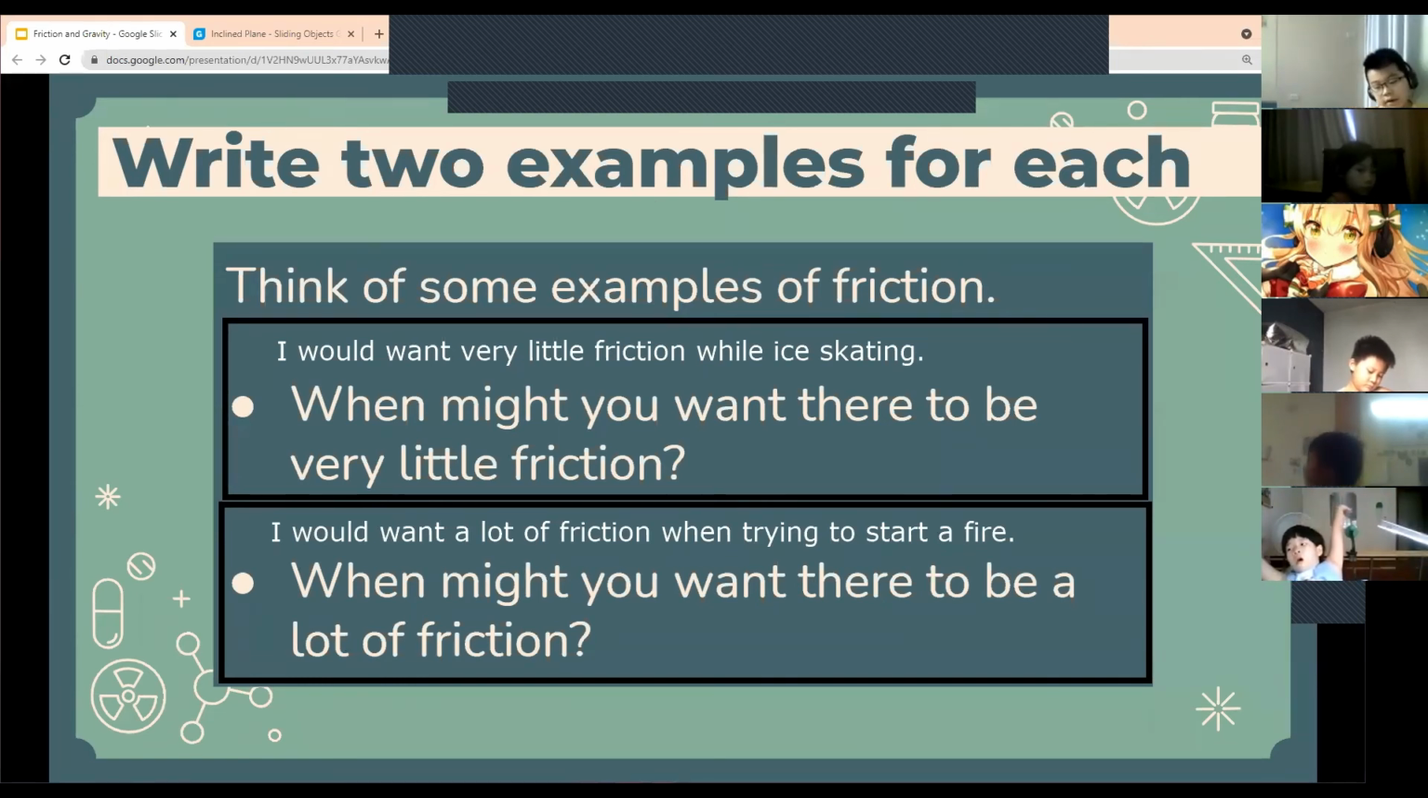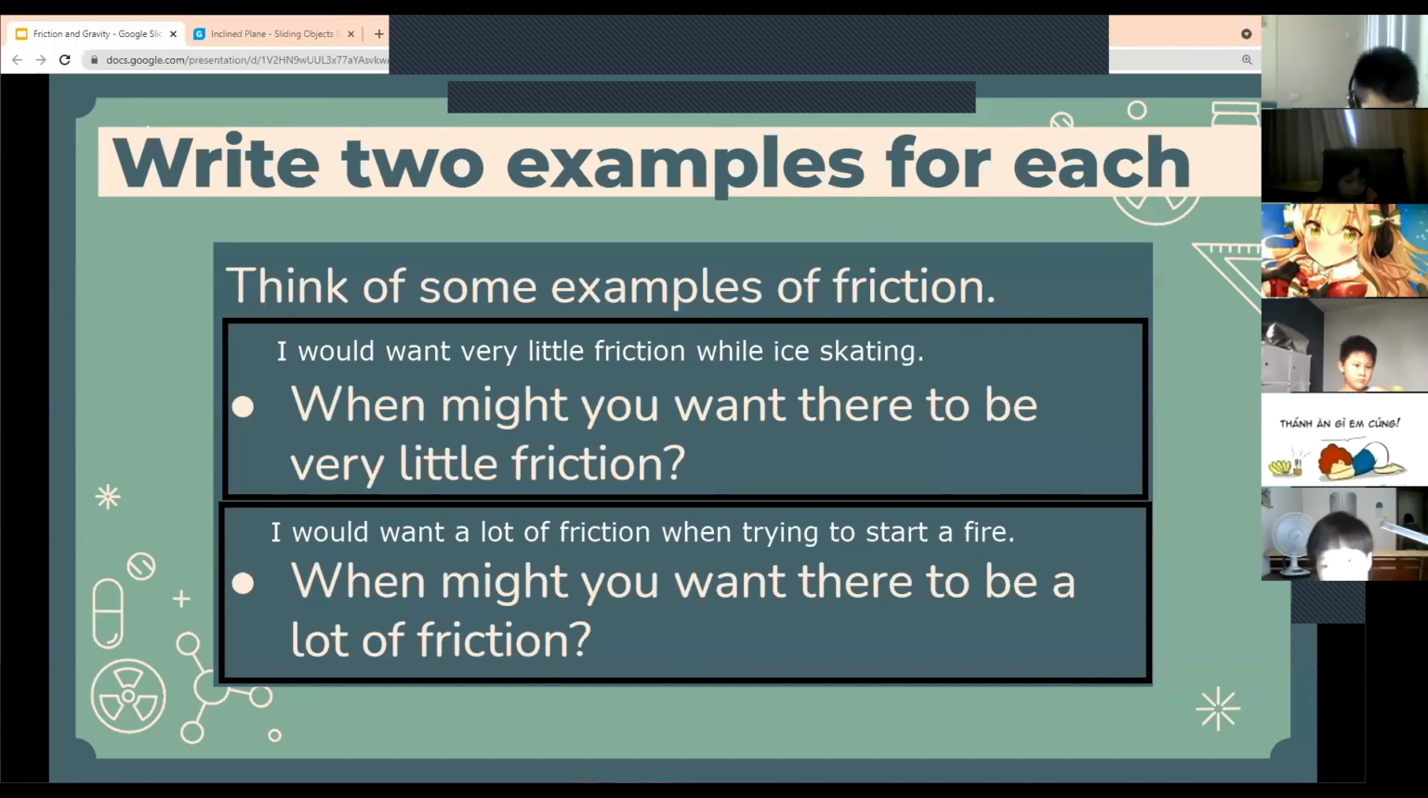Even a water slide. If you've ever been on a water slide, that's super slippery. That's because the water causes even less friction. So swimming and going down a slide are all examples of when you would want little friction, when you want to slide. Or maybe you're flying in a plane over the sky. You don't want there to be a lot of friction. Your plane might crash if there's a lot of friction.